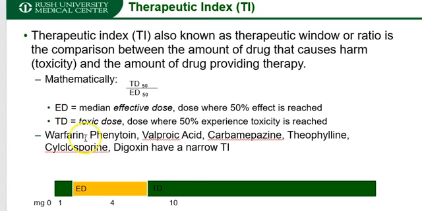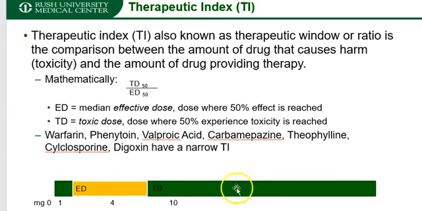The following drugs, warfarin, phenytoin, I know we haven't covered all these, valproic acid, carbamazepine, theophylline, which we just talked about, cyclosporine, and digoxin, which we've already talked about, all have a narrow therapeutic index. And this is a really nice visual of what we're trying to describe here.